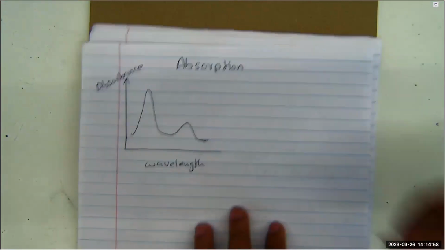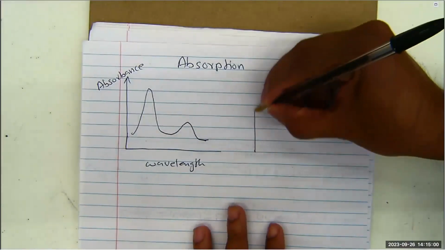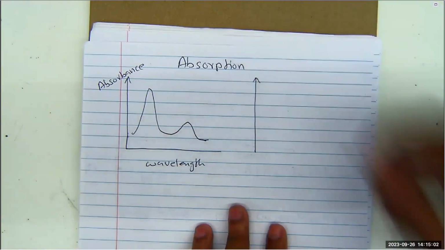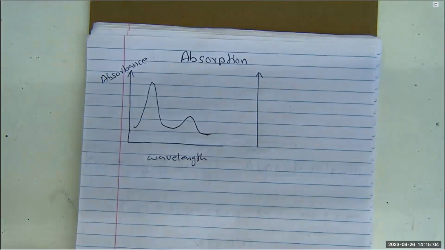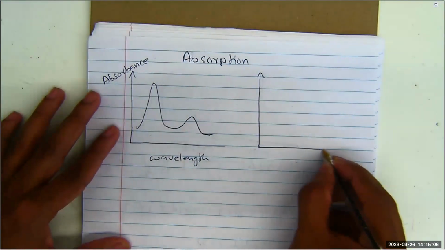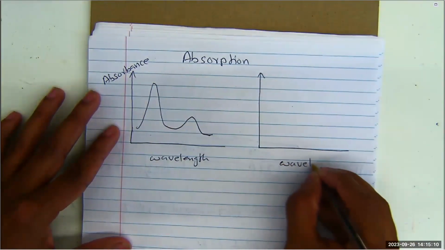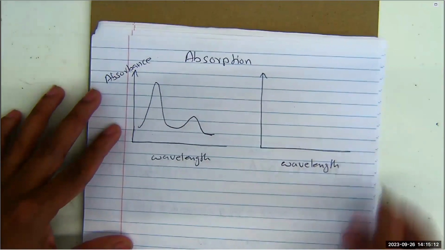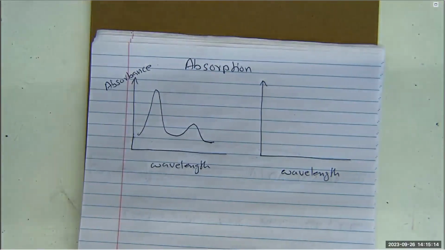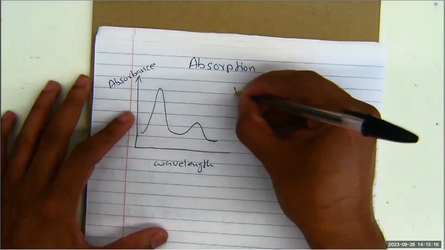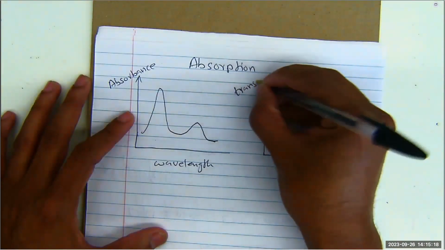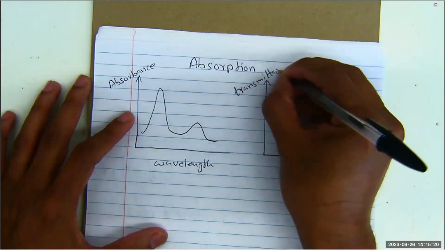But there's another mode that we use in absorption spectroscopy. In that case, our x-axis is the same, still the wavelength. But here we have transmittance in the y-axis instead of absorbance.